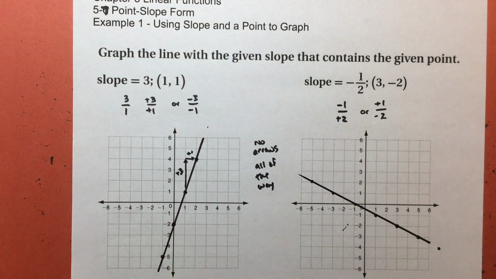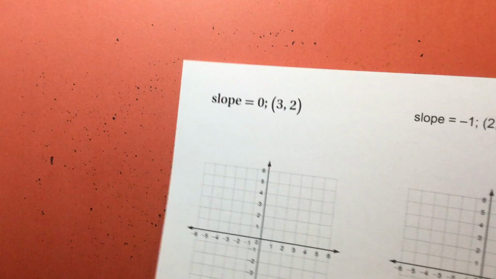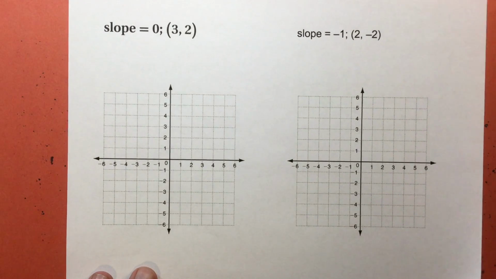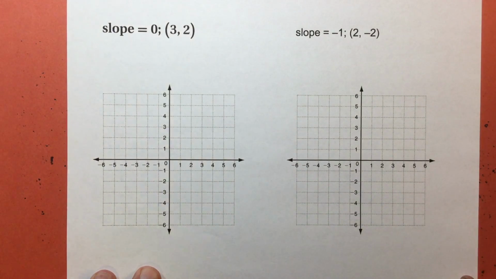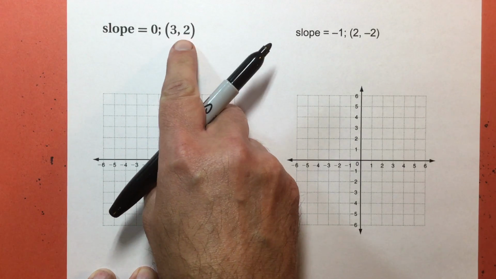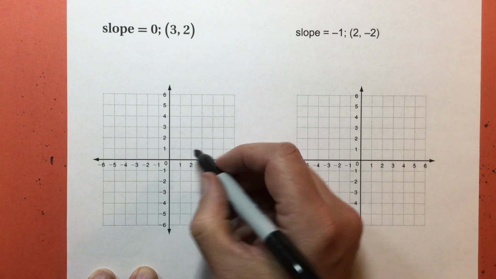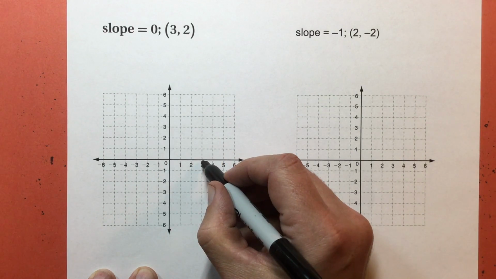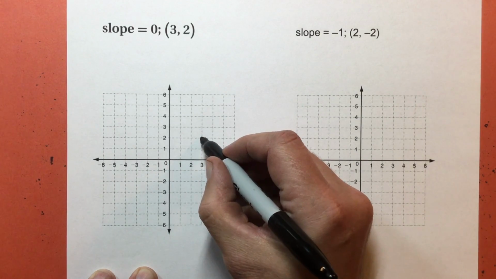Okay, as always, pause it, rewind it, watch it again if you need to. Let's do a couple more. This will be a short video. My slope is going to be 0, and I'm going to start at the point 3, 2. So 3, 2, from the origin, I'm going to go to the right 3 and up 2.